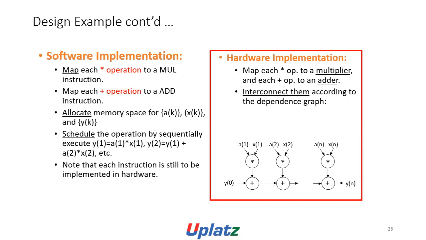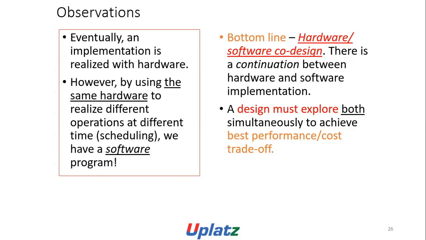Hardware implementation: map each star operation to a multiplier and each plus operation to an adder. Interconnect them according to the dependence graph. Eventually, an implementation is realized with the hardware. However, by using the same hardware to realize different operations at different times, that is, scheduling, we have a software program.